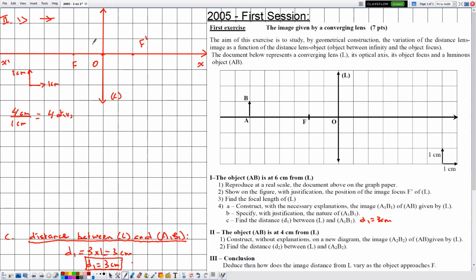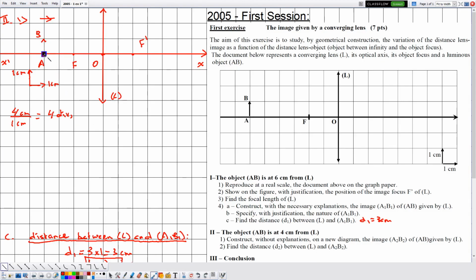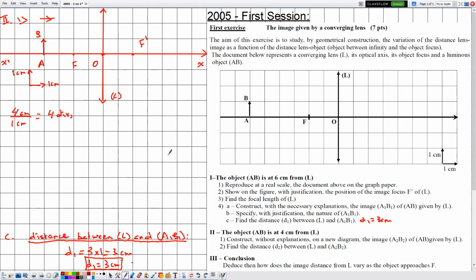So now the point A is located 4 divisions away from L. So 1, 2, 3, 4. This is the position of A. And because the size of the object didn't change, B will be located 1 division above A. And now let's trace the object AB. Then now we have constructed a new optical system corresponding to the new position of the object, which is 4 centimeters away from L. And now we are ready to trace the image A2B2 of AB.